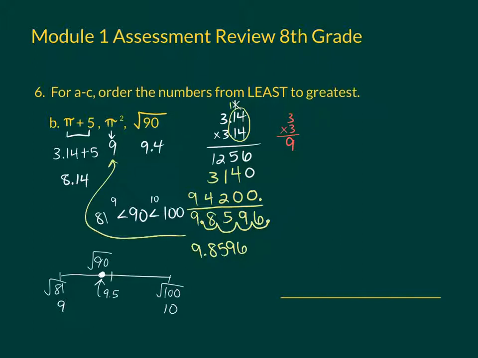So we can see that that is actually bigger than the square root of 90, which we estimated to be about 9.4. So when we're ordering these from least to greatest, we can see that our smallest one is the 8.14, which we know is actually pi plus 5. Okay, do not write 8.14. And then our next smallest is the 9.4, okay, that we estimated, which is actually the square root of 90. So you write the square root of 90. And then our last one is pi squared, which we estimated to be about 9.8596. So that was the biggest of the 3 numbers. So that is your correct order from least to greatest on part B.